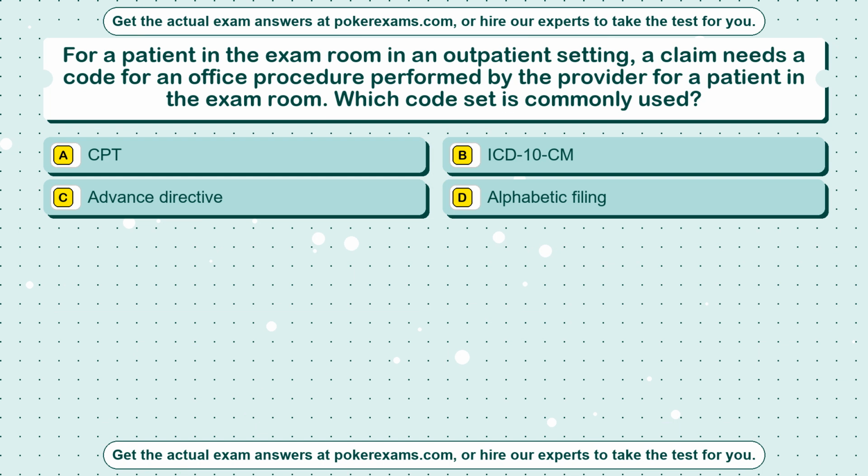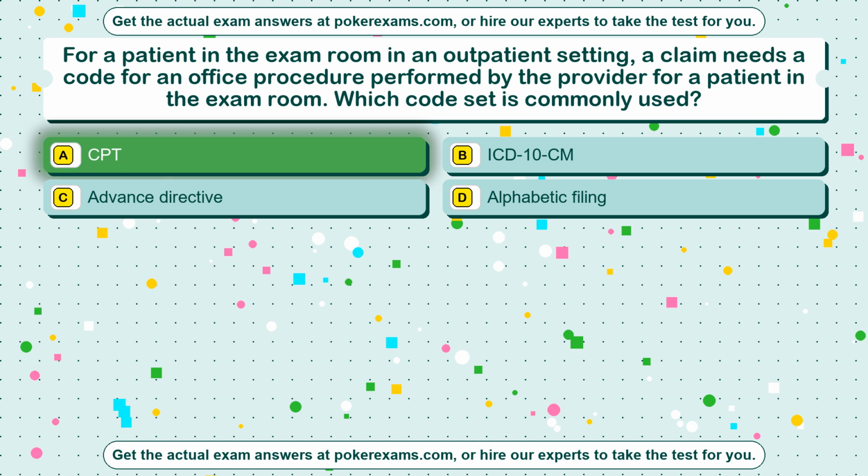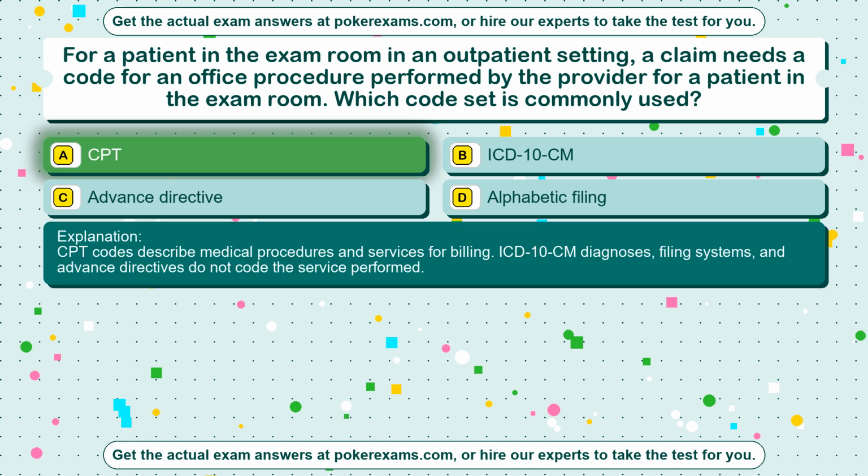Question 69. For a patient in the exam room in an outpatient setting, a claim needs a code for an office procedure performed by the provider for a patient in the exam room. Which code set is commonly used? Option A, CPT. Option B, ICD-10-CM. Option C, Advanced Directive. Option D, alphabetic filing. The correct answer is option A, CPT. CPT codes describe medical procedures and services for billing.